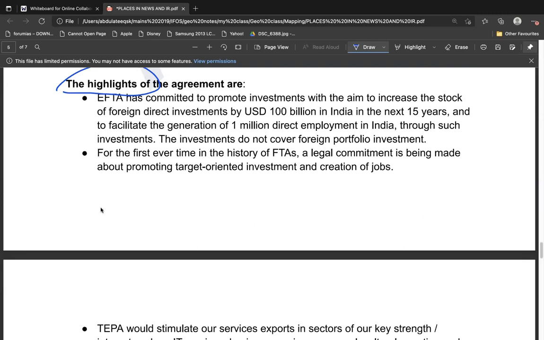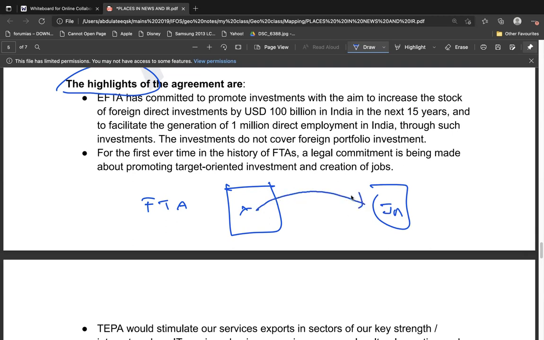So generally, what is a free trade agreement? When we say free trade agreement, it means if there is an X country and this is India, when goods come from X country to India, we reduce tariffs on them. We will bring the taxes almost to 0. In the same way, when goods move from India towards this X country, this country will also reduce the taxes.